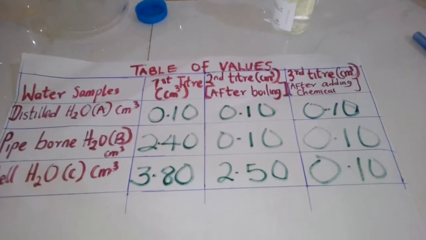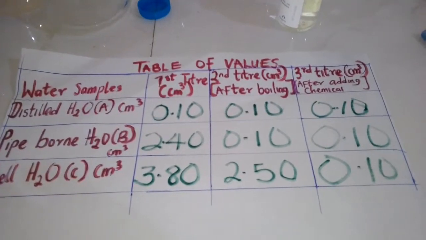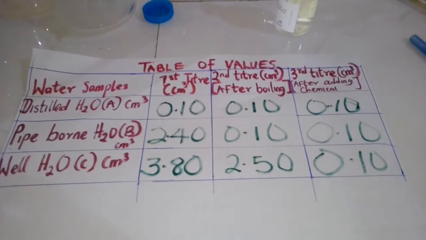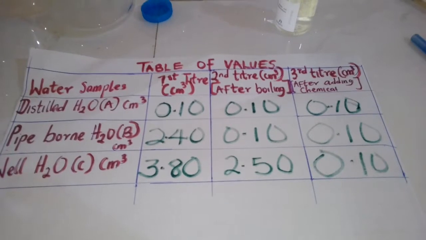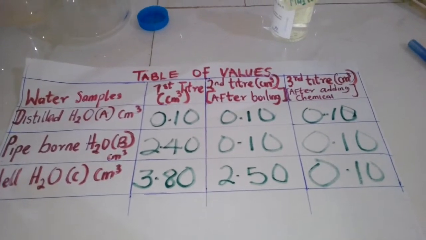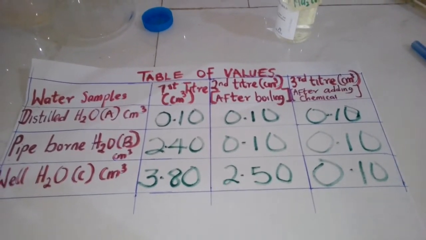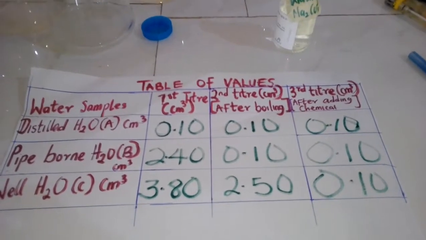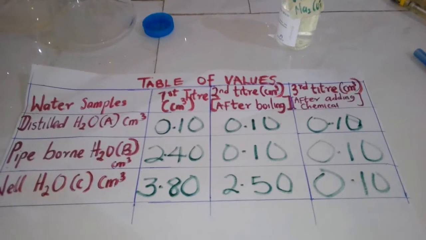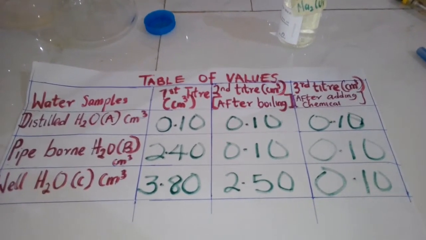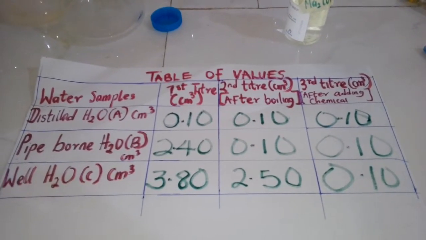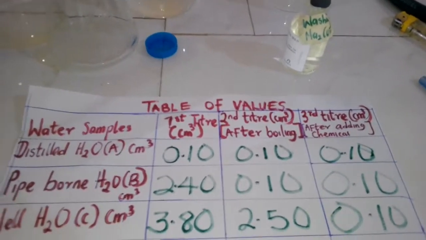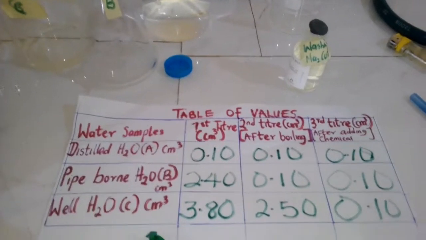The titration of sample A, which is distilled water and acting as control, remains constant, meaning that it contains neither temporary hardness nor permanent hardness. Sample B, which is pipe-borne water, only contains temporary hardness because upon boiling, it required only 0.1 ml of the soap solution, while sample C, which is well water, contains both temporary hardness and permanent hardness.